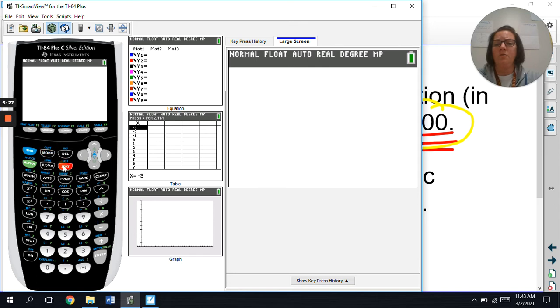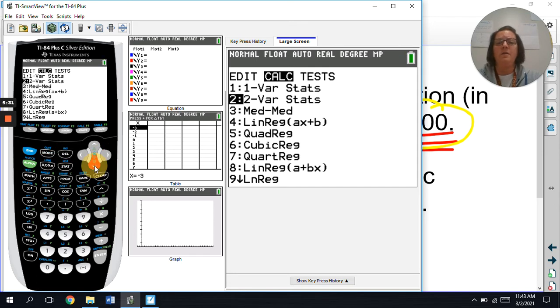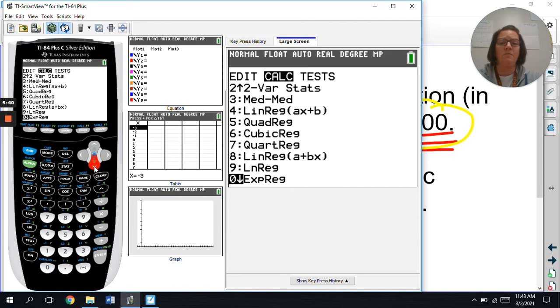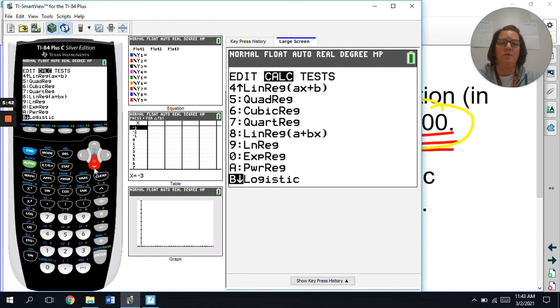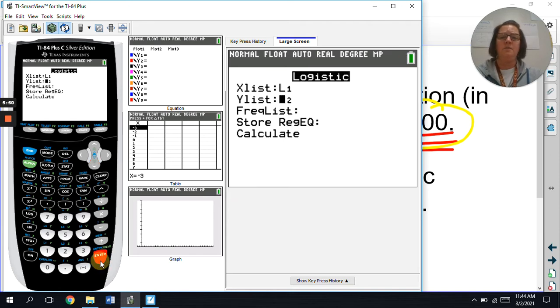So again, go over to stats, go to calculate, and again, it's down a ways. Now, one thing about logistic is it does take your calculator a little bit longer to get the regression function, and the main reason is because there are so many unknowns that it has to find. So here's my logistic, and again, remember you're looking exactly for the word logistic, and you go ahead and hit calculate.